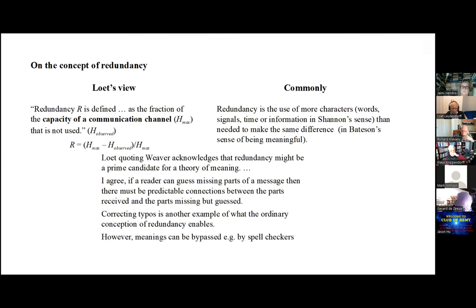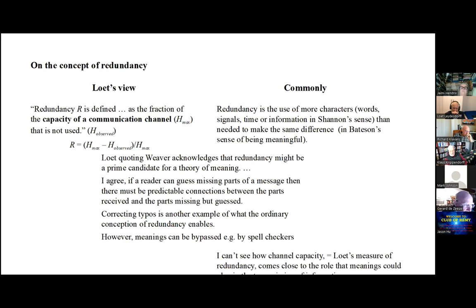The next one. So now I think Loet quotes Weaver correctly, that redundancy might be a prime candidate for the theory of meaning. I fully agree with that. However, the missing part is that the prediction of missing parts can be done in numerous ways. Consider a spell checker. If you have a word that is not correct, a spell checker can take care of it. It's not entirely meaning that makes a difference.